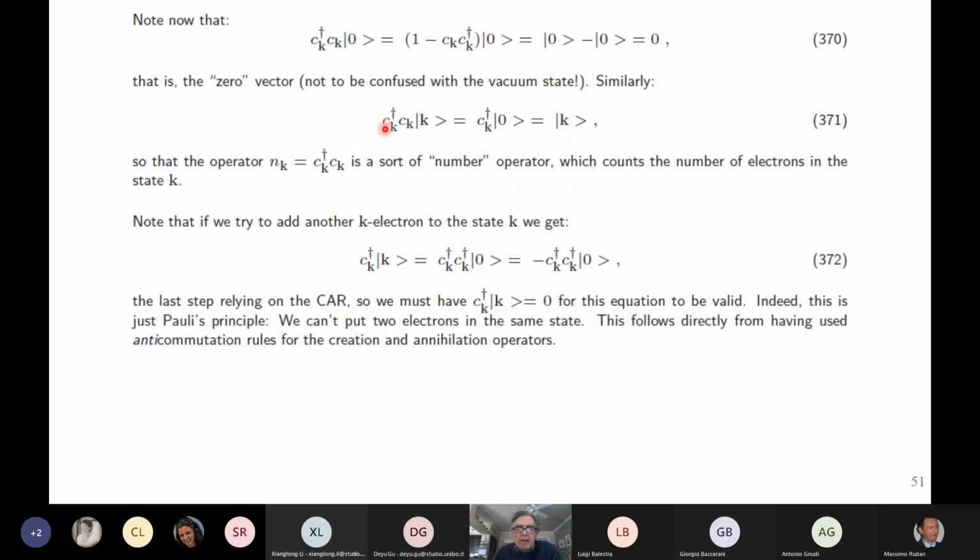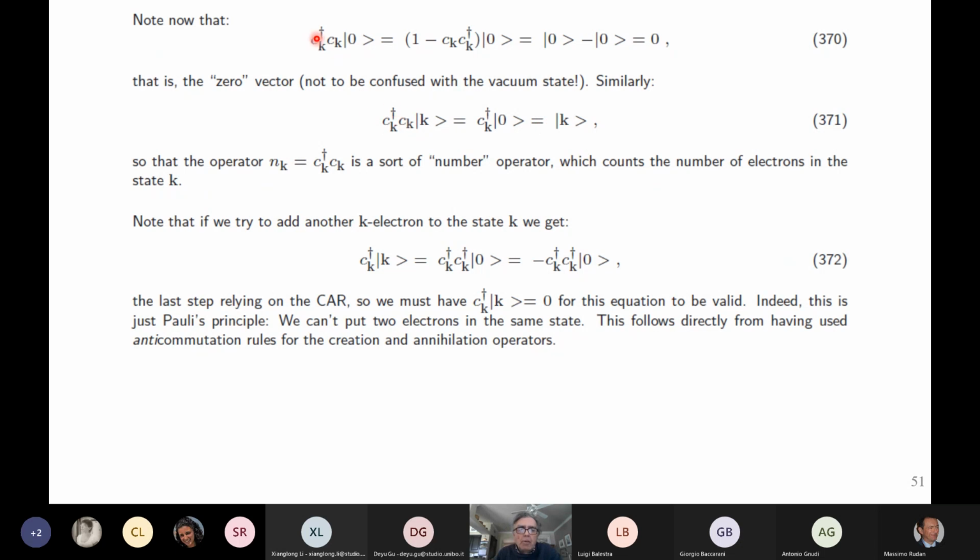The state instead in which I apply this operator onto the single electron K, the state C K K, gives me the ground state. I should say ground state, not 0. If I apply again to the ground state the creation operator K, I get back K. So you see that the operator C dagger K C K gives me 0 when I have no electrons in my system, gives me 1 as an eigenvalue when I have 1 electron in state K in my system.